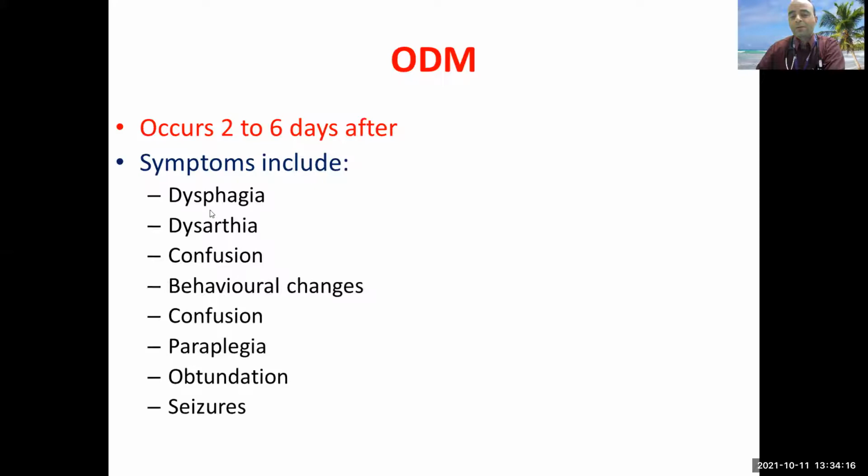Symptoms include dysphagia, inability to swallow, dysarthria, inability to speak, and confusion. Your patient is now confused, has a decreased level of consciousness, and you will see his behavior change. The patient will be irritable, agitated, lose concentration, and be confused. Paraplegia: the patient was mobile before, and after that there is no movement. The patient will be paralyzed. Obtundation: the patient will go into a pre-coma stage and then seizure, and he may develop epilepsy.